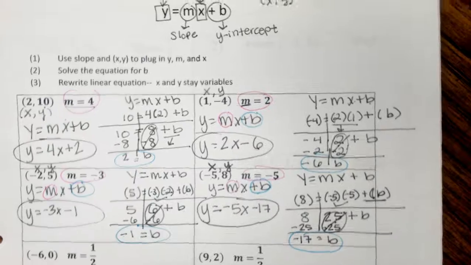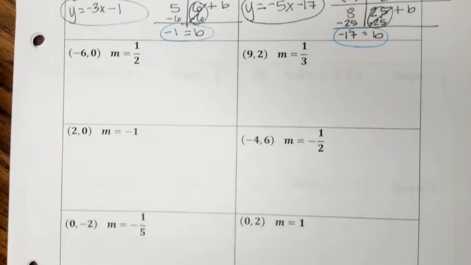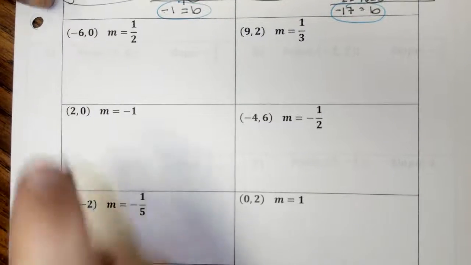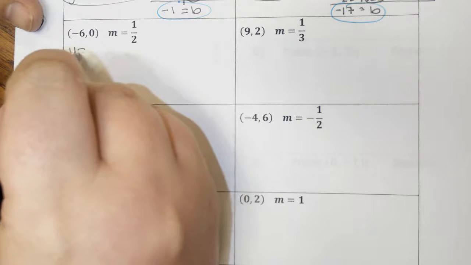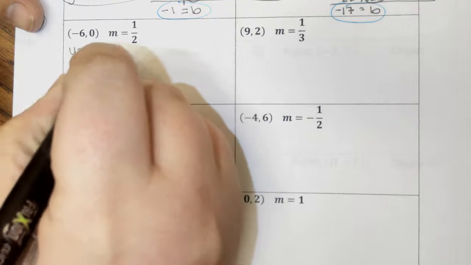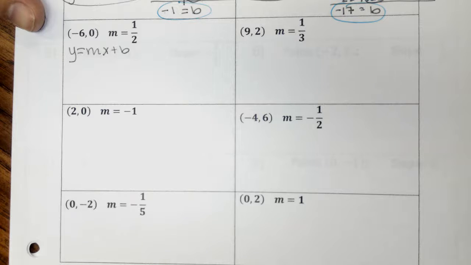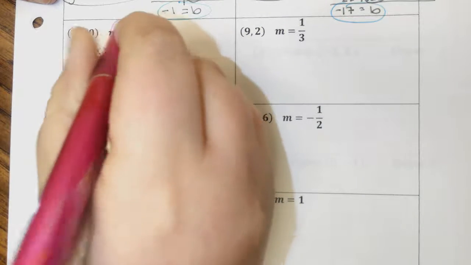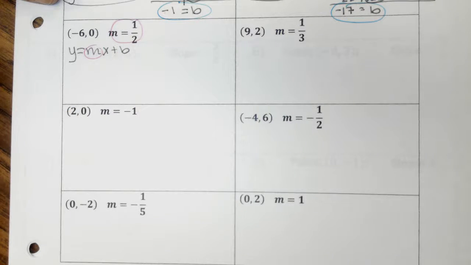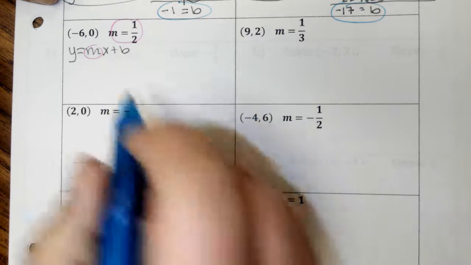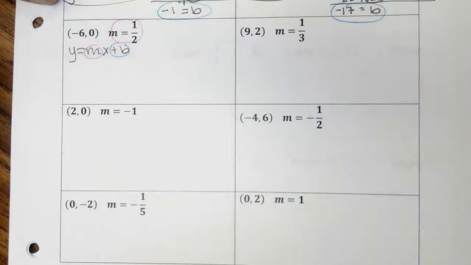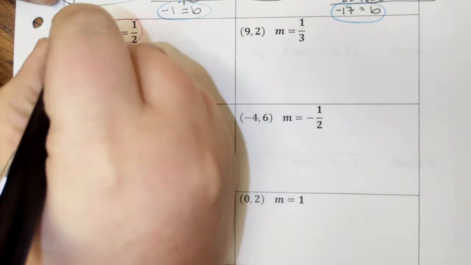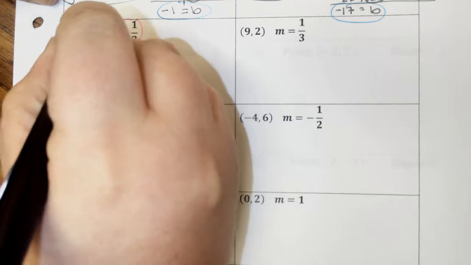All right, let's look at some more examples. Remember that our goal is to write y equals mx plus b, and we're going to have to replace m with a number. Well, we already know m. We also have to replace b with a number, but we don't know b. The other piece of information we have is this ordered pair, which I know is x comma y.